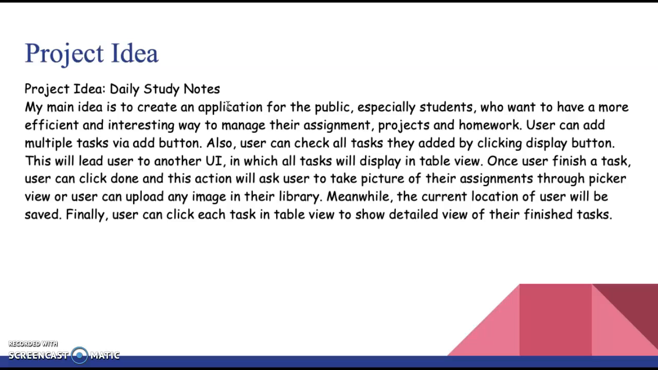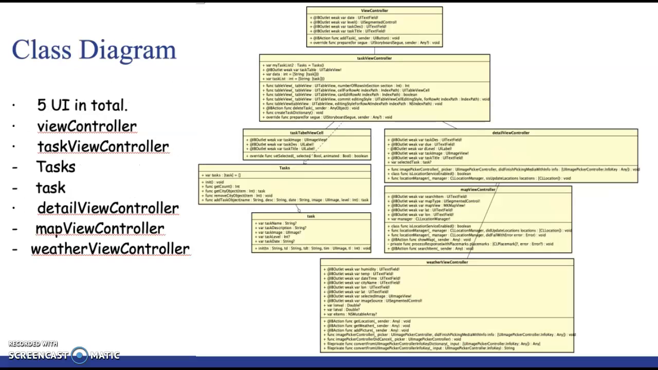So user can add multiple tasks via the add button, and they can check all tasks they added by clicking the display button. And this will lead the user to another UI. So user can check all the tasks and display each of the tasks. I'll talk about more details in the class diagram.